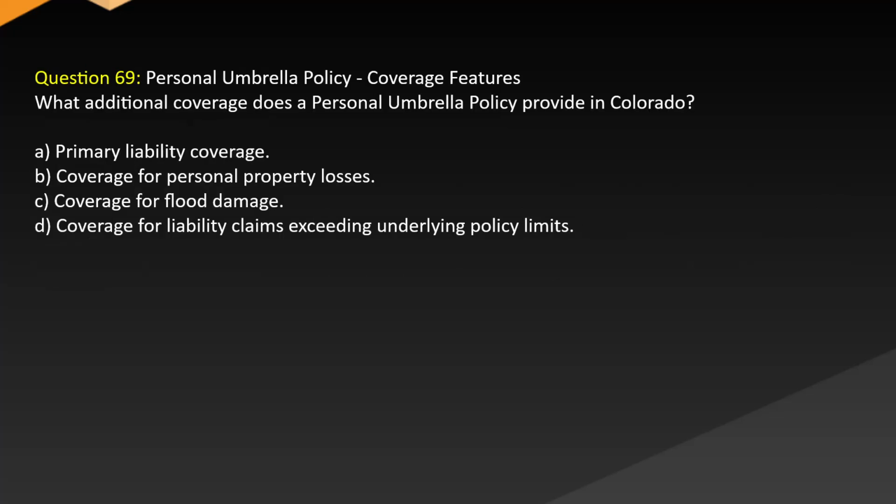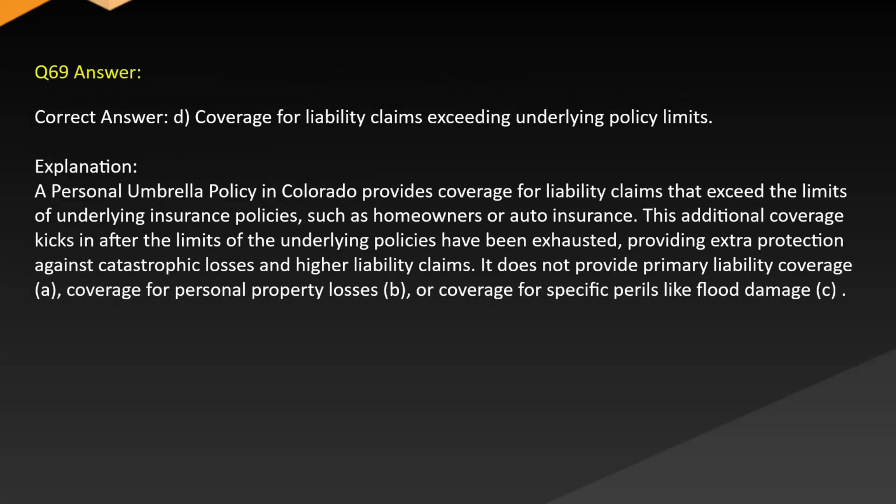Question 69. Personal umbrella policy. Coverage features. What additional coverage does a personal umbrella policy provide in Colorado? A. Primary liability coverage. B. Coverage for personal property losses. C. Coverage for flood damage. D. Coverage for liability claims exceeding underlying policy limits. Correct answer: D. Coverage for liability claims exceeding underlying policy limits.